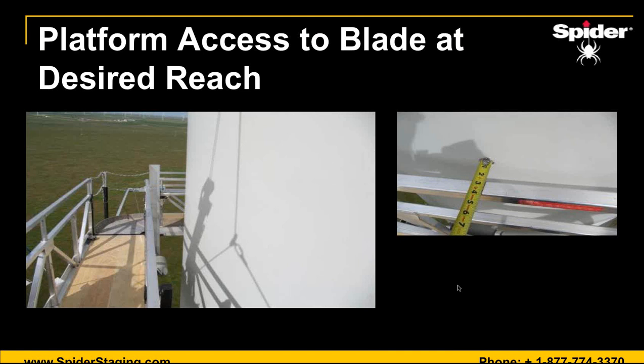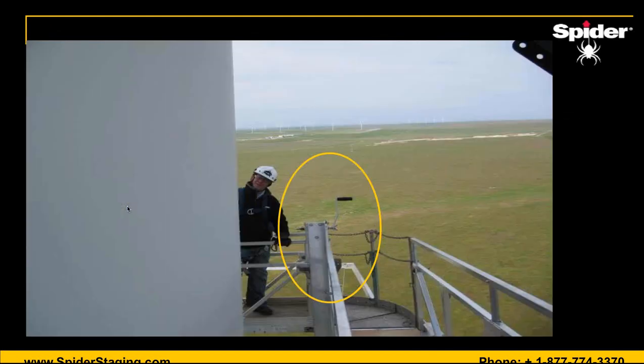In this photo, you can see through the handrails on the corner section the subframe that's extending out past the outside perimeter of the blade. But the platform's in nice and close. This is actually at the work location. You can see that the operators were within inches of the root section of that blade, and they were about 1.5 meters below the root section. So it's quite good coverage.